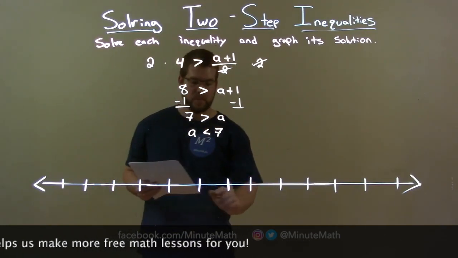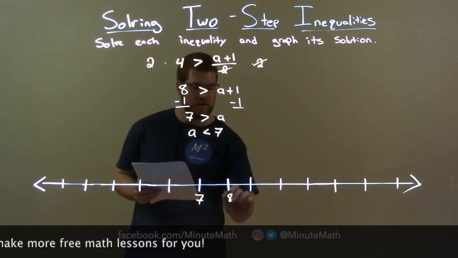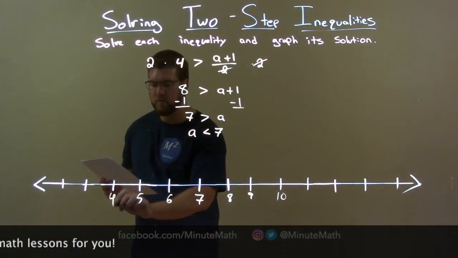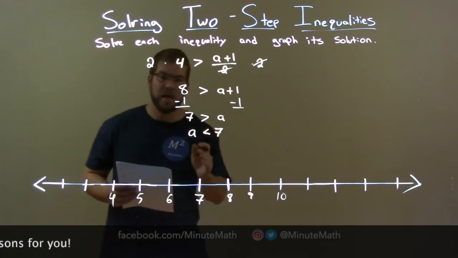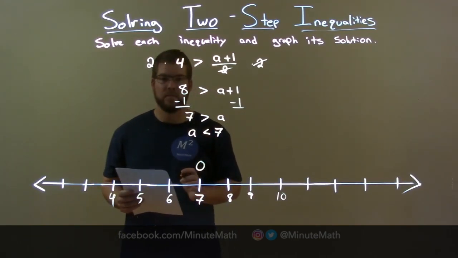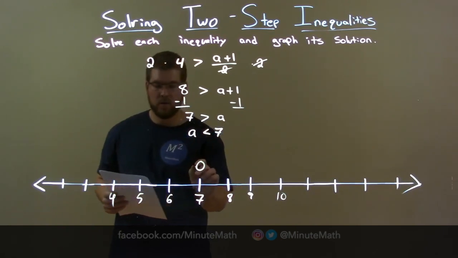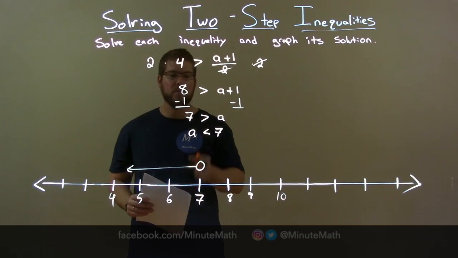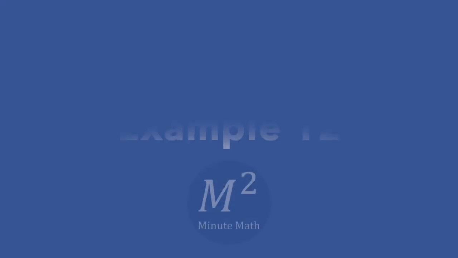So let's graph this. Put a 7 here. I've got 8, 9, 10, and 6, 5, 4. Well, a is less than 7, not equal to, so open circle at 7. a is less than 7, so the arrow goes to the left. And there we have it. Our graph matches our final answer of a is less than 7.